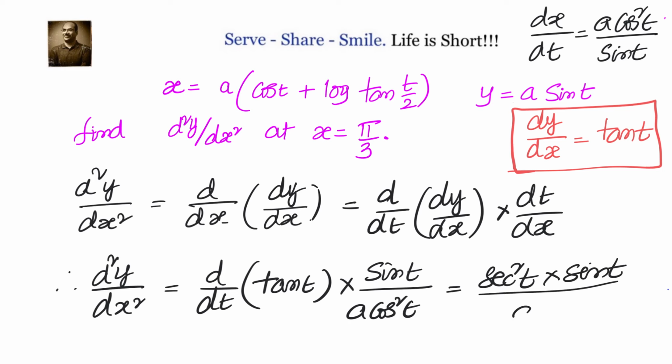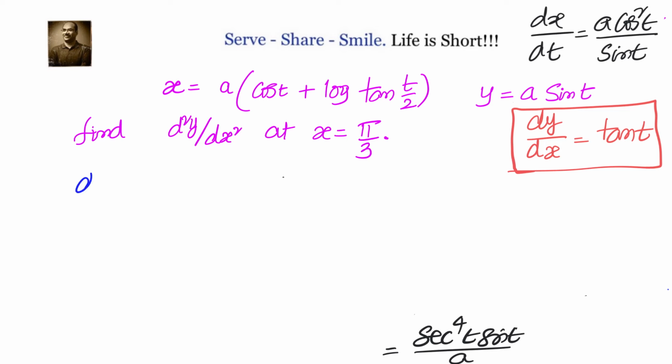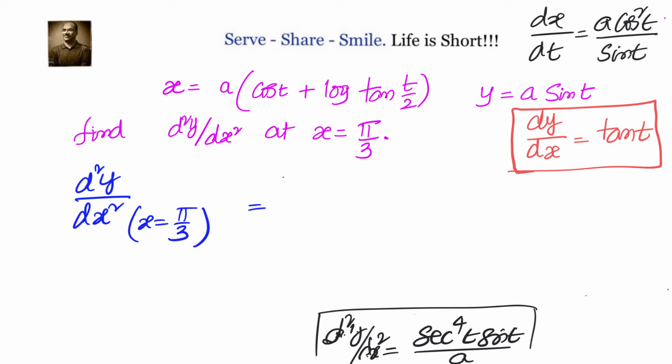So d by dt of tan t is secant square t, and multiply that with dt by dx, whatever we got earlier. We simplify that, we get secant to the power of 4 t into sin t divided by a. But we have been given that we have to find d square y by dx square at x equals pi by 3. So let us substitute x equals pi by 3 in the answer. Whatever we got, secant to the power of 4 t, that is secant to the power of 4 pi by 3 into sin pi by 3 divided by a.